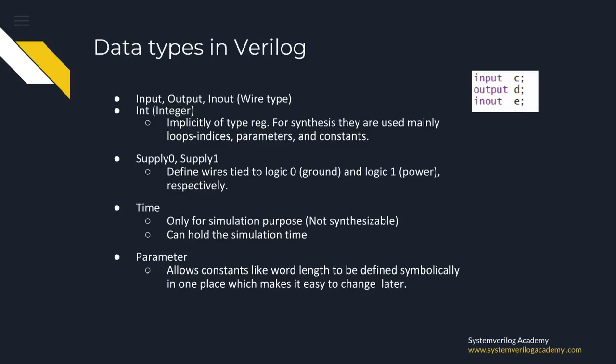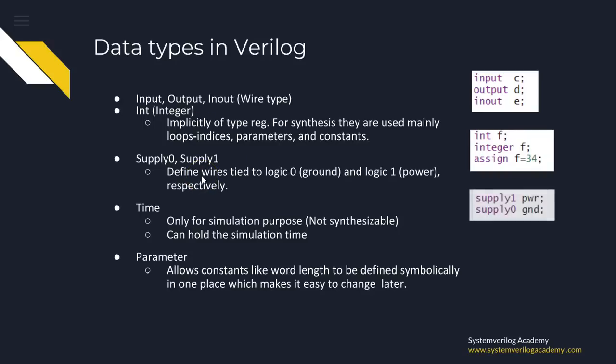Supply voltage lines can be declared using supply0 and supply1 keywords. These are useful when you use transistor-level Verilog modeling, which you will see in coming sessions. Verilog supports the time type variable, which can be used only in simulation. The Verilog built-in function $time will return the current simulation time, which can be assigned to a time type variable.